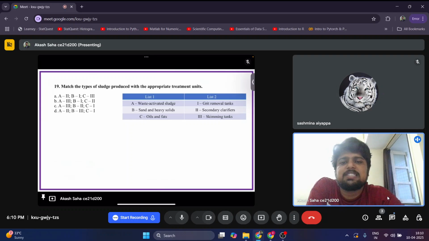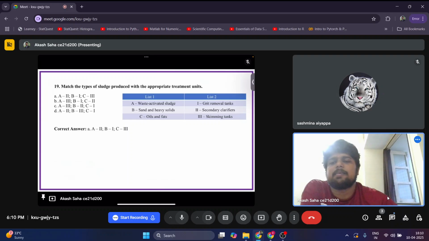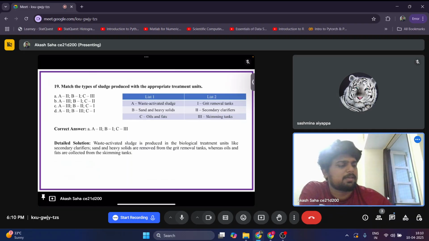So the waste activated sludge, after the secondary treatment, will be removed by the secondary clarifier. Sand and heavy solids, being inorganic in nature, will be removed directly by the grit removal tanks, and oil and fats, which will be floating on the top, generally will be removed by the skimming tanks. So the correct answer is A. For waste activated sludge, secondary clarifier; sand and heavy solids, grit removal tanks; and for oil and fats, it's the skimming tank.